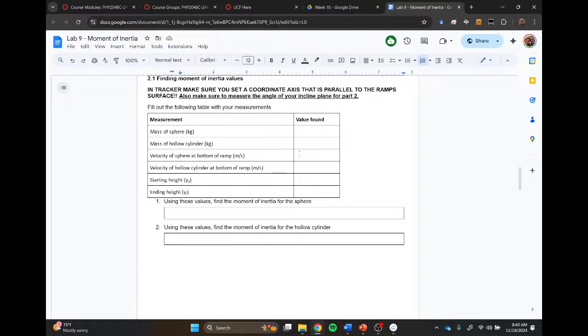So, quick advice, use a low incline, because if it goes too fast, it'll be difficult to see the rolling motion. Yeah, if you go too fast, it'll actually start slipping and it all falls apart.